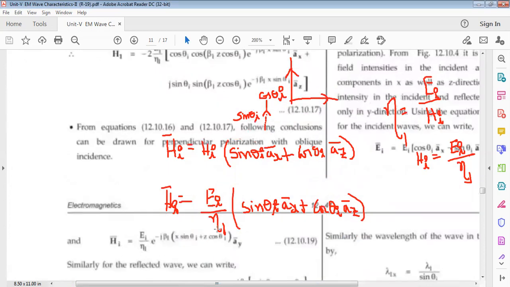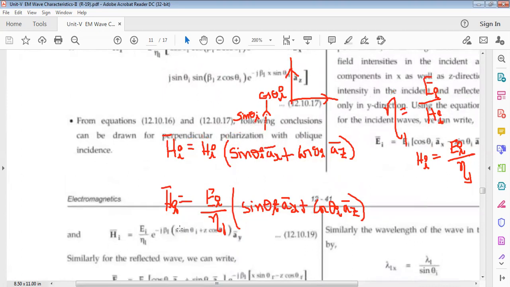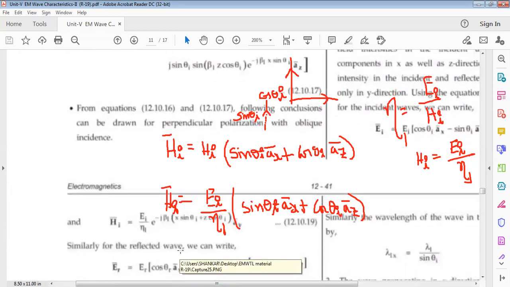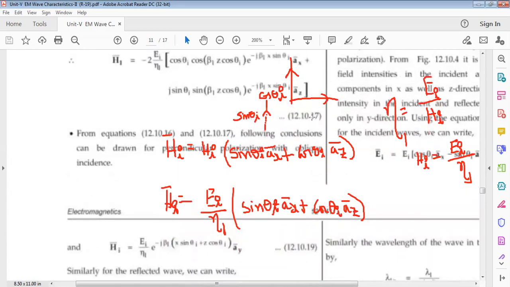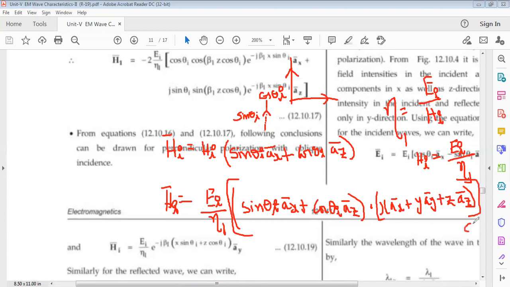HI is equal to EI by the eta 1 e power minus j beta, as a function of x sine theta I. We can apply the dot product with ANI bar here itself: ANI bar dot R bar, where R bar is x into AX bar plus y into AY bar plus z into AZ bar, and the whole is multiplied with AY bar. Now apply the dot product here.